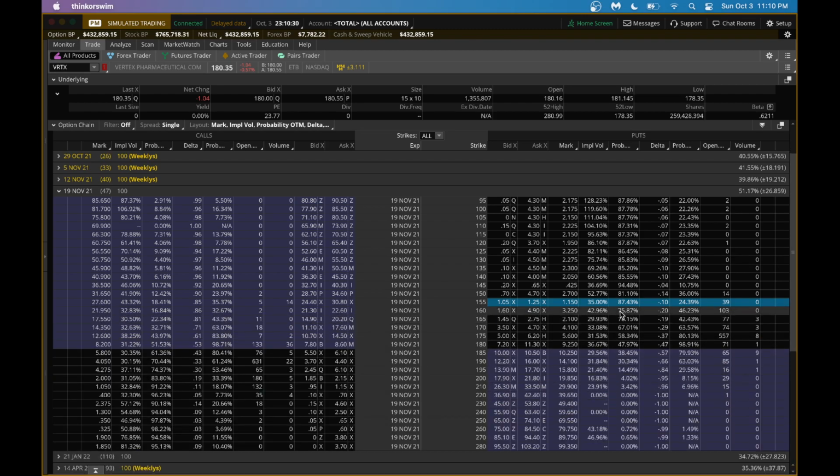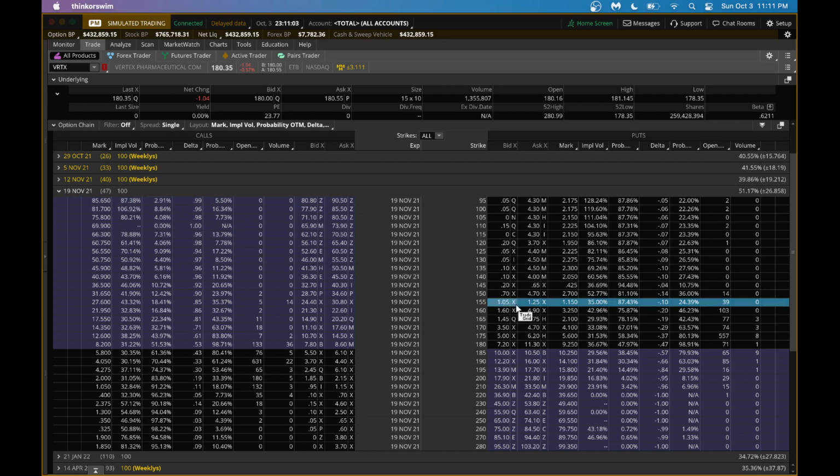For example, here we identified 155 as a clear area of support. Look here, one more thing I always like to look at is probability of touching. It's a feature from Thinkorswim, probability of touch. Right now probability of touch is 24.39. That tells you there's a 24% chance of this stock, Vertex, coming to the strike price of 155 by 19th November.